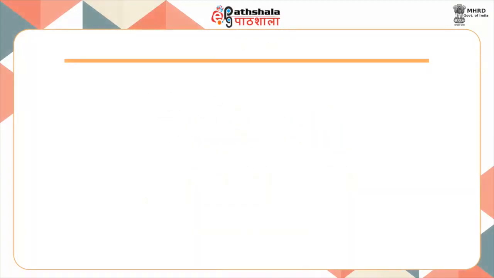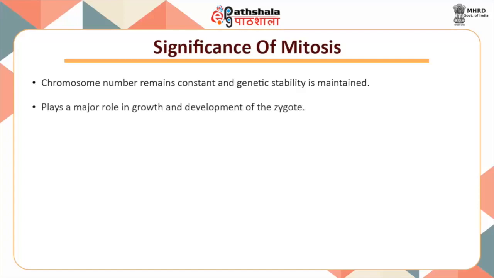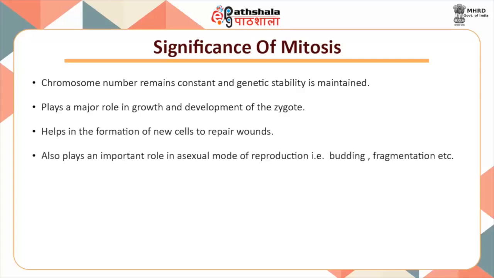Now, we will discuss the significance of mitosis. First, as mitosis takes place in all somatic cells, the daughter cells which are formed have a constant chromosome number and they are identical to the parent cell. It has very negligible chances of variation. Mitosis mainly takes place in those cells where growth and development is required, like in the zygote. It is even helpful in wound repair, and it is an important mode of asexual reproduction.